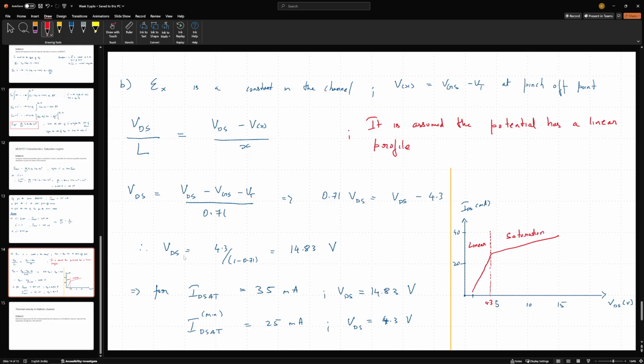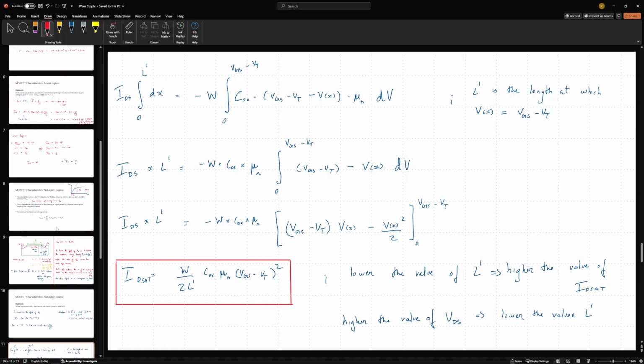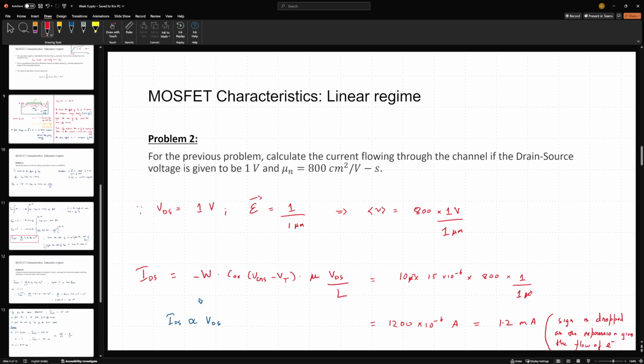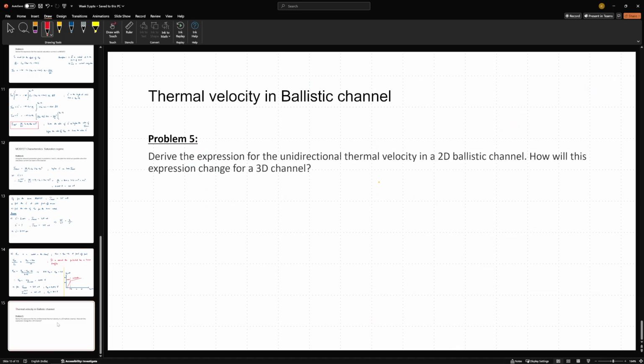So the equations that we have, namely this equation right here, this integral right here, and this condition L dash at which Vx becomes Vgs minus Vt, and then the linear regime current, which is this quantity right here, all of these are more or less correct. They are giving me the right quantitative description of the device. So I'm able to observe the linear behavior, the saturation behavior, and all the associated things in this unified model. So this brings us to the end of the discussion on the transistor MOSFET characteristics.